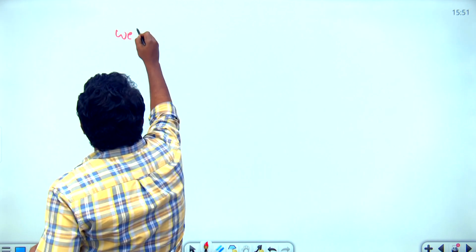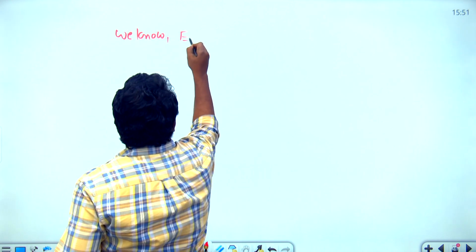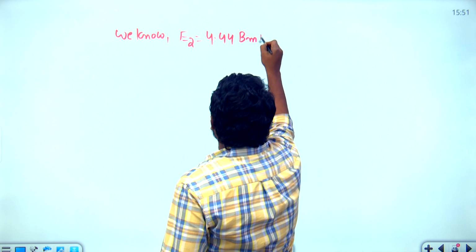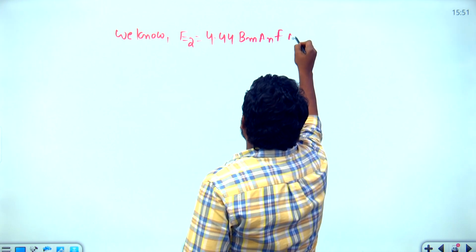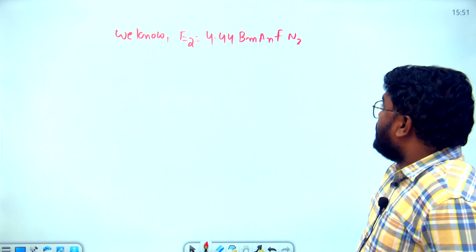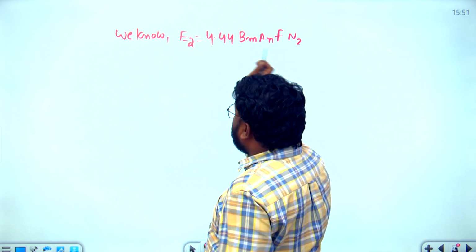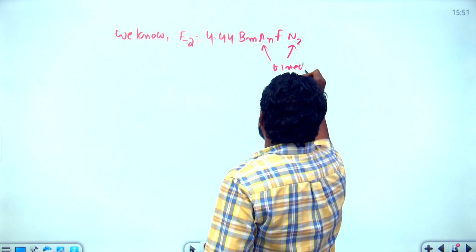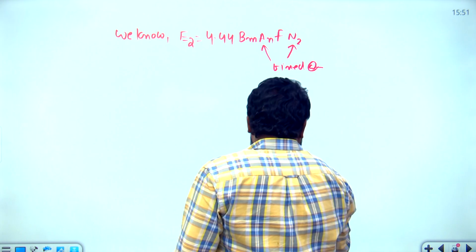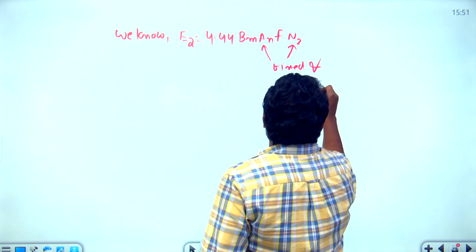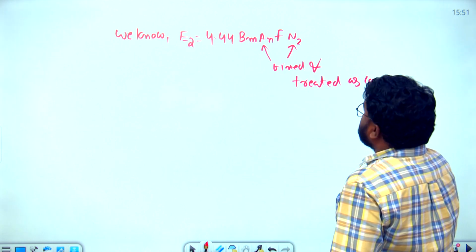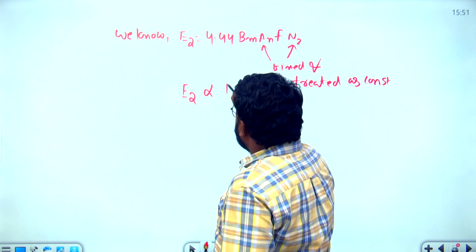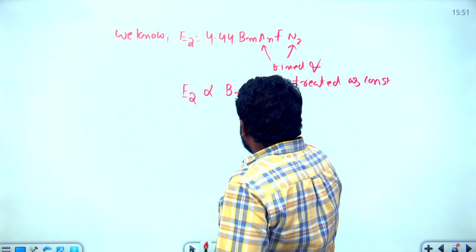We know the induced EMF in the secondary winding of the transformer, E2, is equal to 4.44 times B maximum, A, F, N2. Here the number of turns and the area are fixed during operation, and treated as constant.